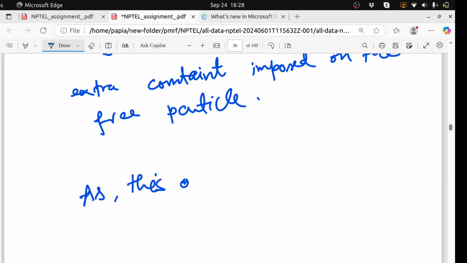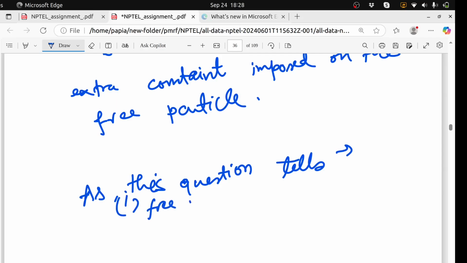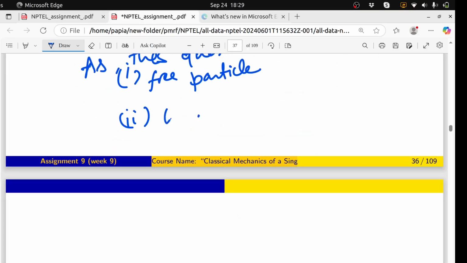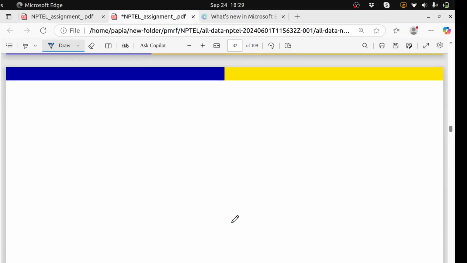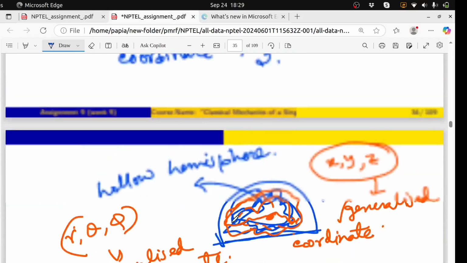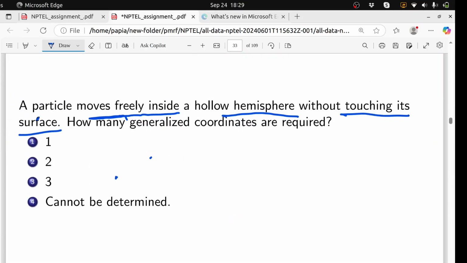But as this question tells a free particle, and they are telling a hollow hemisphere, and another thing they are telling is that it does not touch the surface, these things basically tell me that the number of generalized coordinates is 3. So this one will be the correct option.